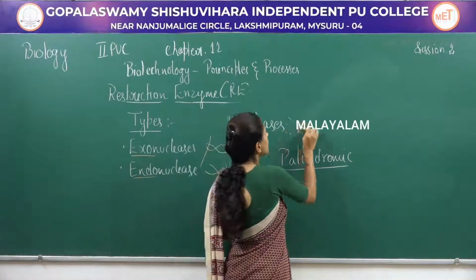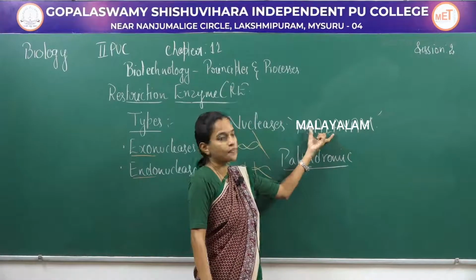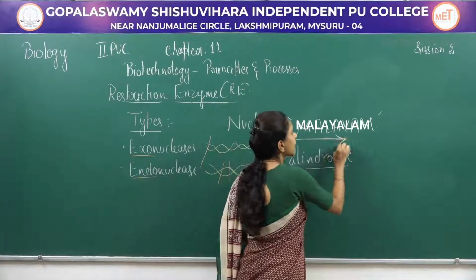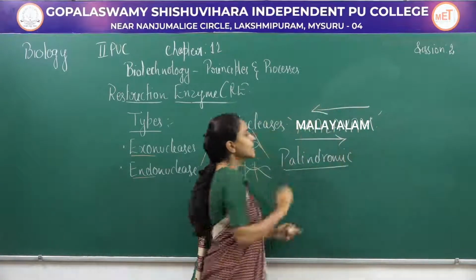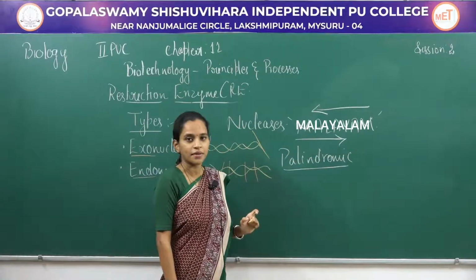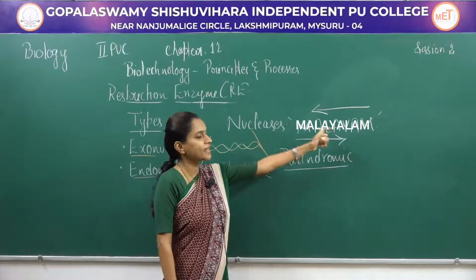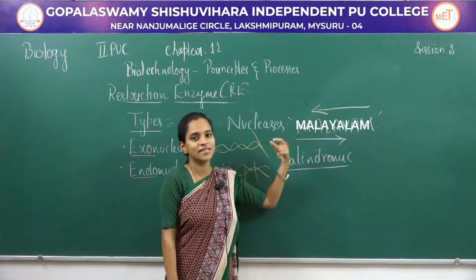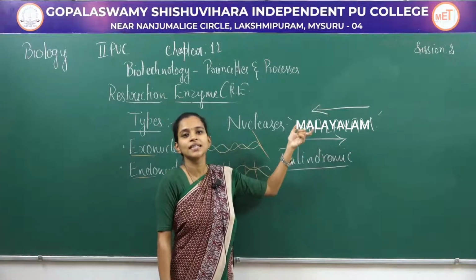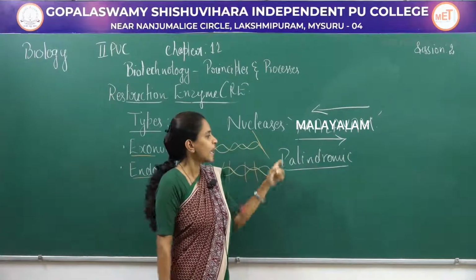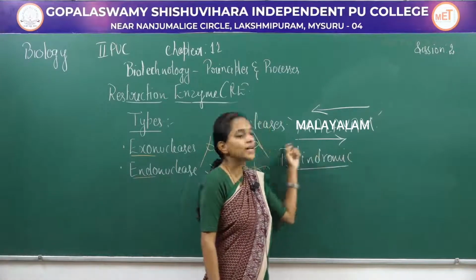For example, take the word Malayalam. This can be read from either side the same way. That means you can read it from right to left or vice versa. The meaning as well as the term remains the same. That is what is called a palindromic sequence.